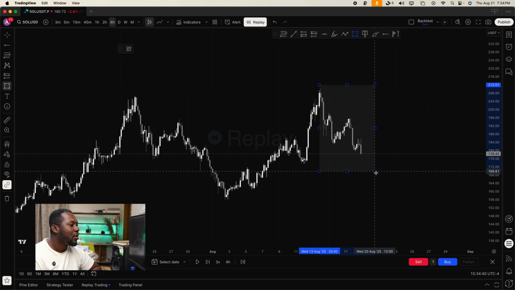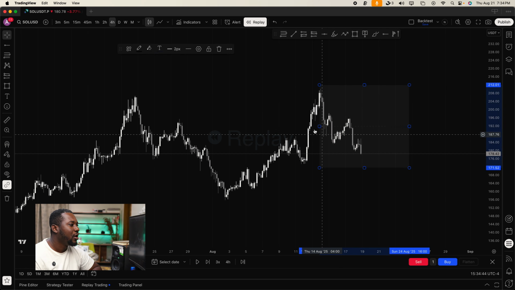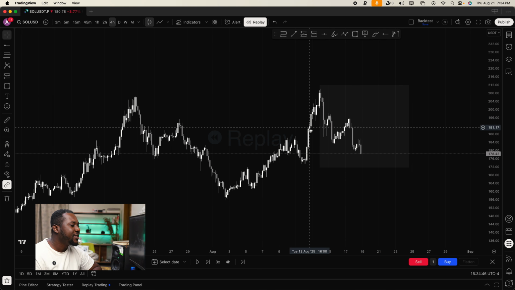We are going to focus on this part. This is the zone we are going to focus mainly on. All right. Now, focusing on this particular zone, you realize that the market was at this particular low and then it moved all the way up.